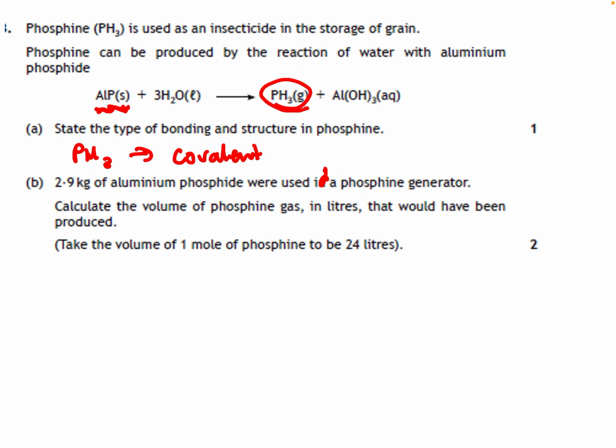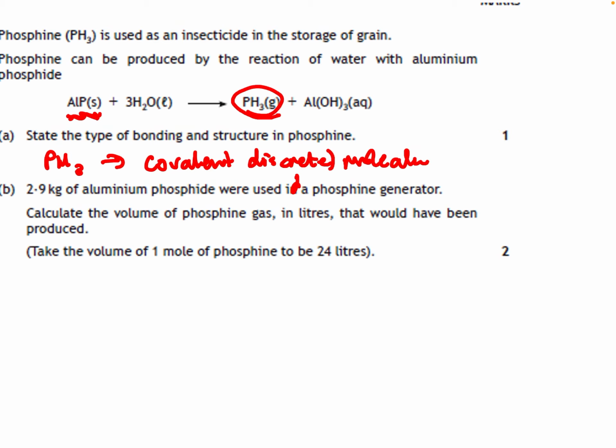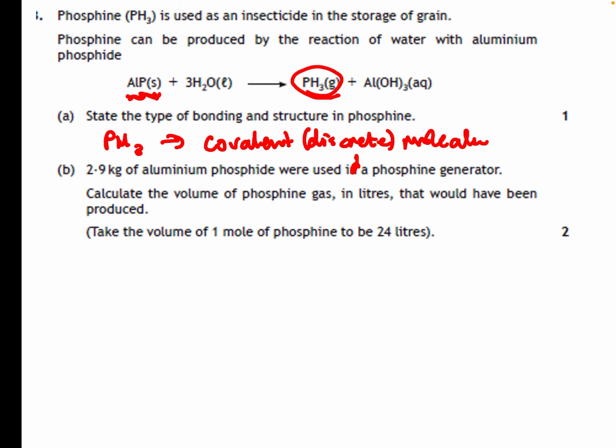discrete, molecular. Discrete means it's just like molecules on their own, they're not joined together like a network. You don't have to say the discrete, but your teacher might have told you that.